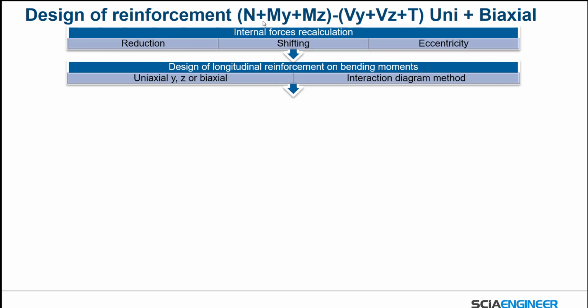So if you have bending moment in Y and bending moment in Z, then both of them are taken into account for the calculation of the reinforcement. The same thing for shear, but of course you can switch all that off and you can design for uniaxial. As I mentioned, we're using the interaction diagram method.